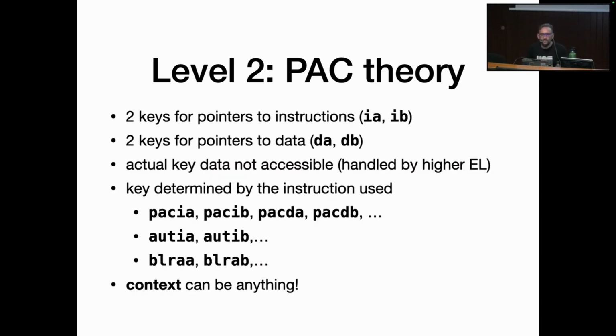But what we need to know is that we need to provide a key and a context. In terms of keys, we have 2 keys for pointers to instructions and 2 keys for pointers to data. They have names because these names are actually part of the instructions that have to be used to sign and verify pointers with specific keys. We don't have access from user space to the key data. And the context itself can be anything.